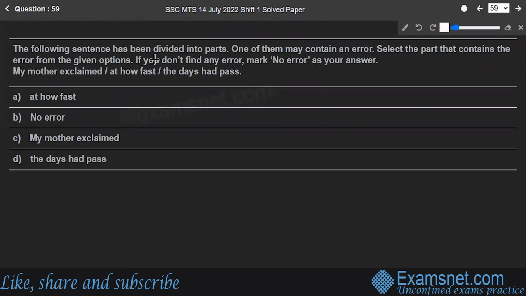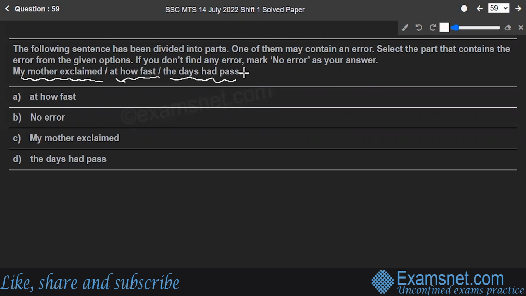Question number 59. The following sentence has been divided into parts. One of them may contain an error. Select the part that contains the error from the given options. If you don't find any error, then you can mark no error as per your question. So let's read it. My mother exclaimed at how fast the days had passed.